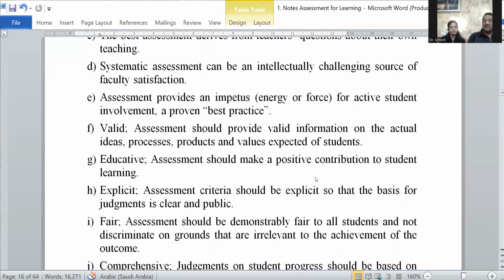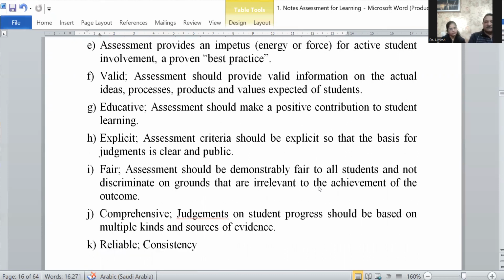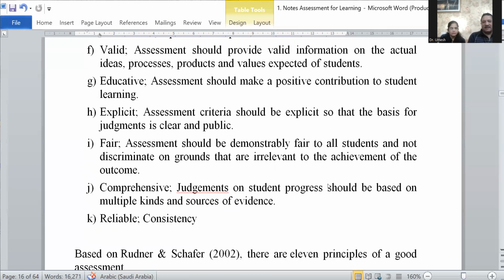Next है आपका explicit. Assessment should be explicit. That means विस्तार से complete, so that the basis of judgment is clear and public. Next is fair. Assessment should be demonstrably fair to all students, not discriminative on grounds that are irrelevant to the achievement of the outcome. हाँ, ये हमेशा क्या होना चाहिए, फेयर होना चाहिए assessment. ठीक है, कि कितना आकलन हो रहा है, क्या आकलन हो रहा है, कितना अचीवमेंट हो रहा है, कितना उससे रेलिवेंट है. नेक्स्ट है आपका कॉम्प्रिहेंसिव, दैट इज विस्तार से, कॉम्प्रिहेंसिव.